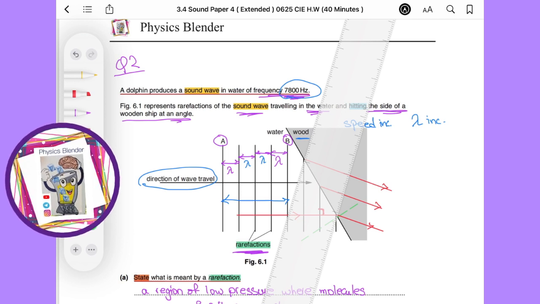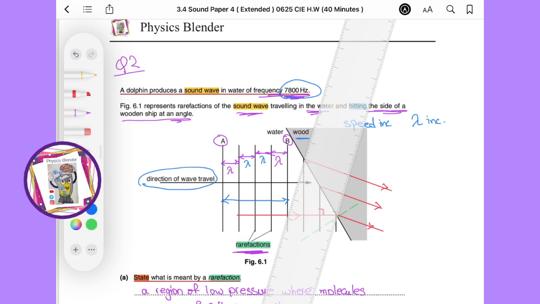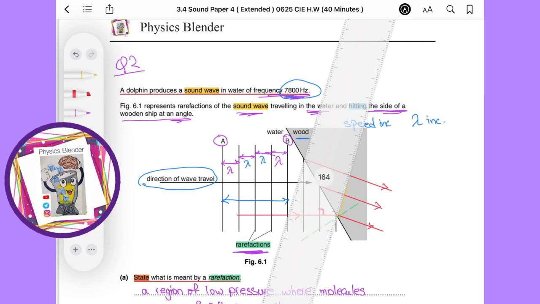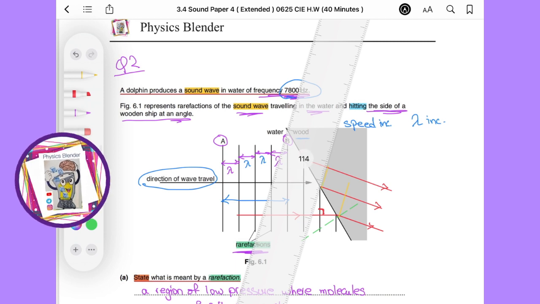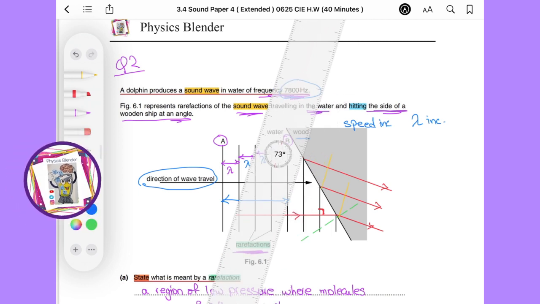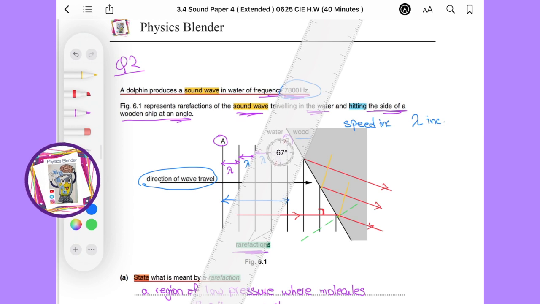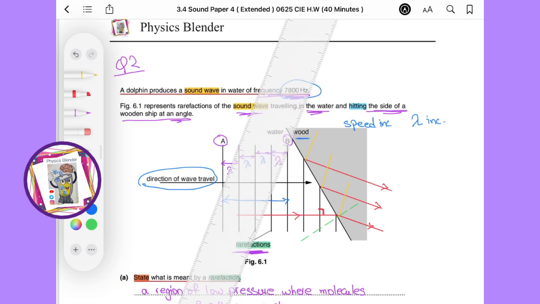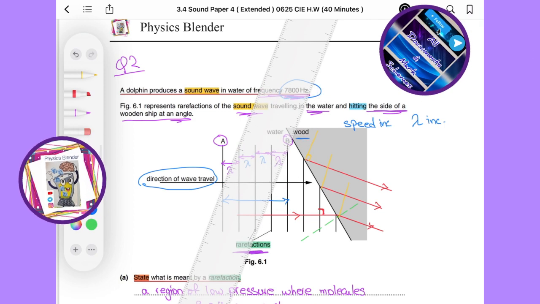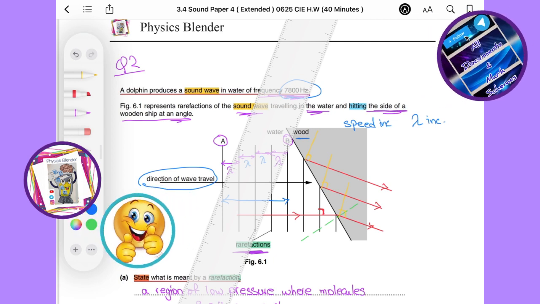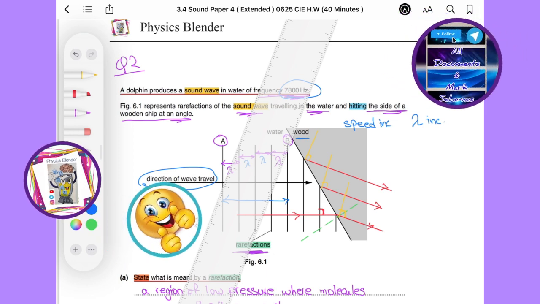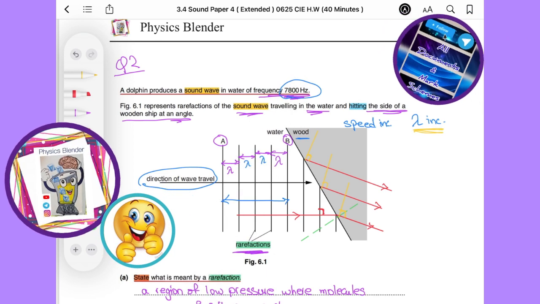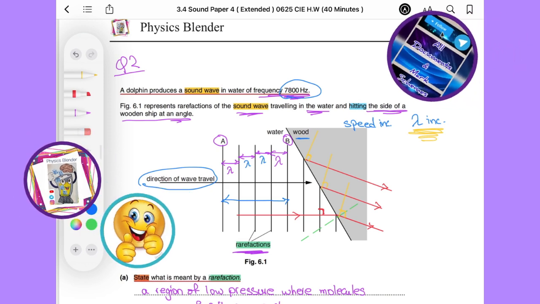So here we will draw them at right angle, parallel to each other, and you can see at right angle to the direction of wave travel. And if you look at the wavelength, you will see that the wavelength becomes longer. It's more than before.